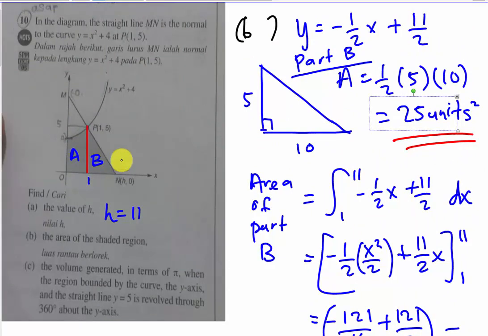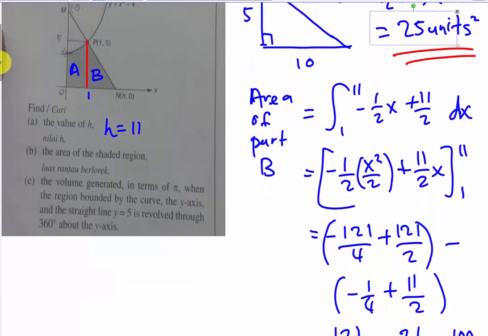Alright, but we have to find the total area of the shaded region. So of course we have to find part A also. So I'm going to call this one part A, I mean area of part A.